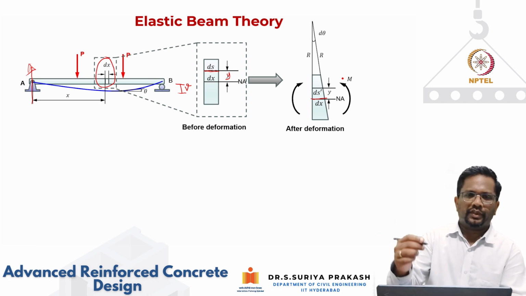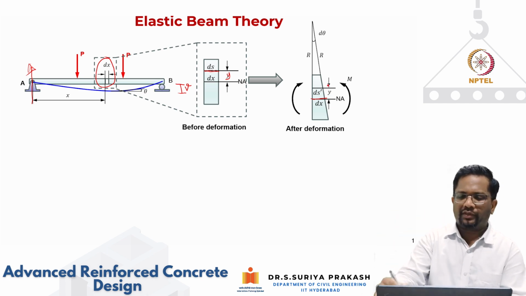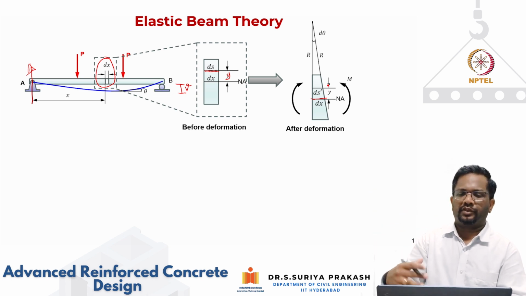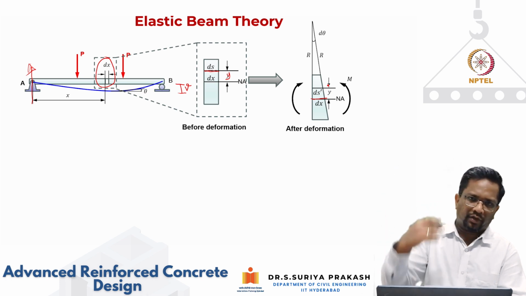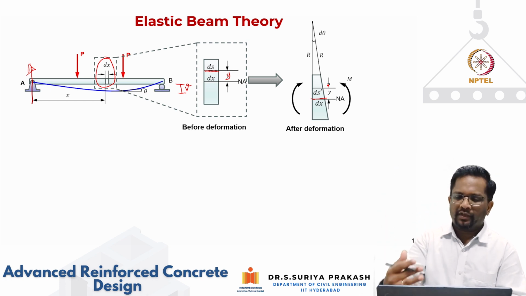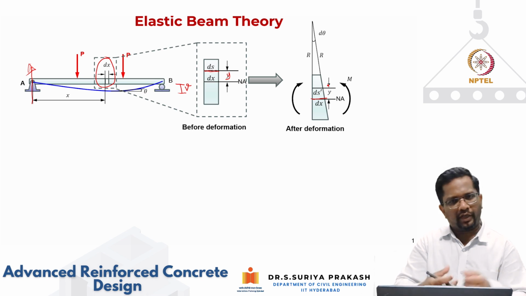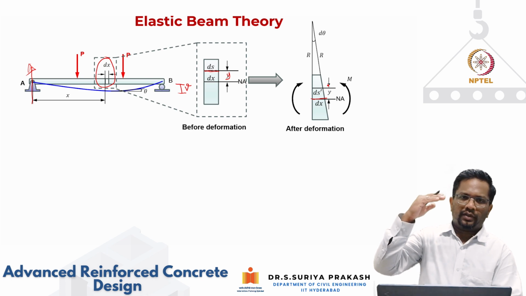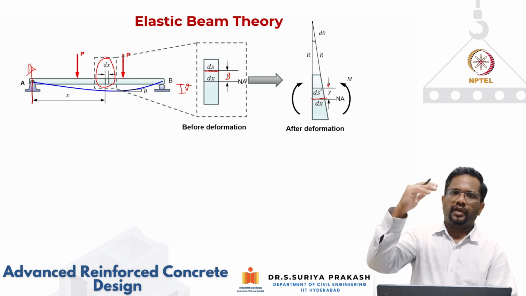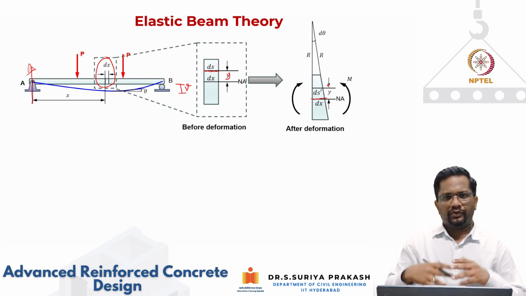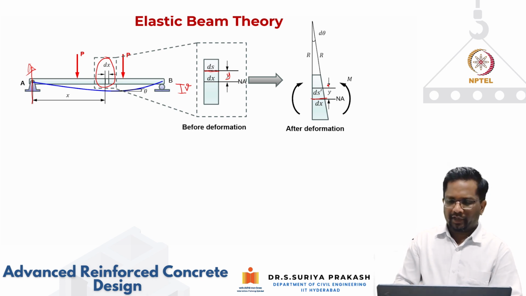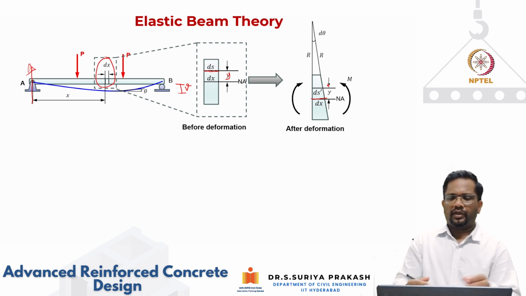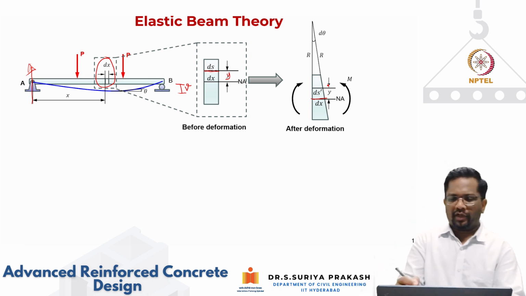Also, you can see that if my y is larger from the neutral axis, the compressive deformation at the top is going to be higher. Similarly, at the bottom, the elongation is going to be higher. In other words, the distance of the fiber from the neutral axis also tells you how much strain that particular element is undergoing.